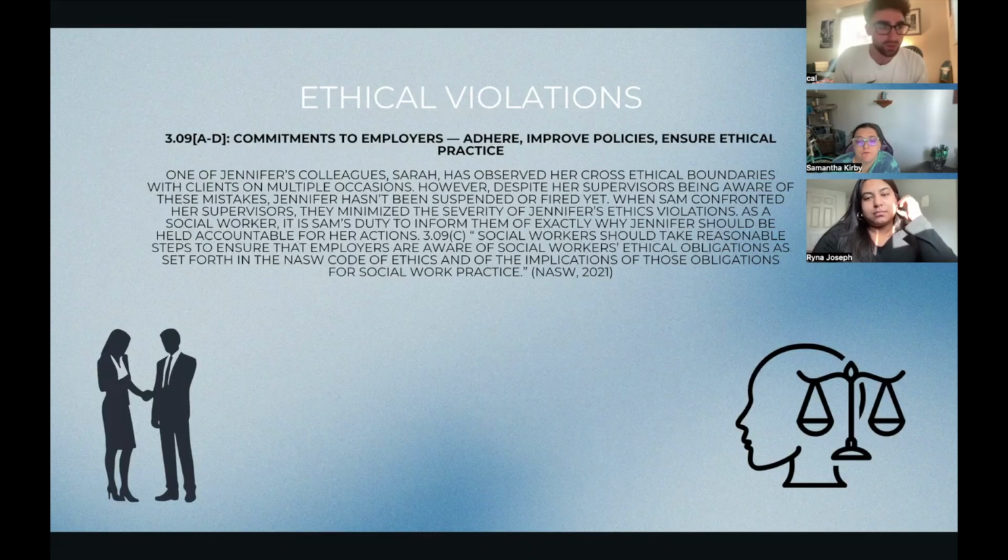Social workers should take reasonable steps to ensure that employers are aware of social workers' ethical obligations as set forth in the NASW Code of Ethics and the implications of those obligations for the social work practice. So to summarize, it's our responsibility to inform our employers when there are ethical lines being crossed, if they don't know why this situation is serious.